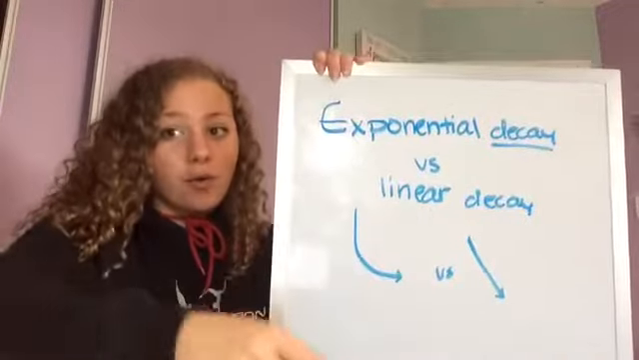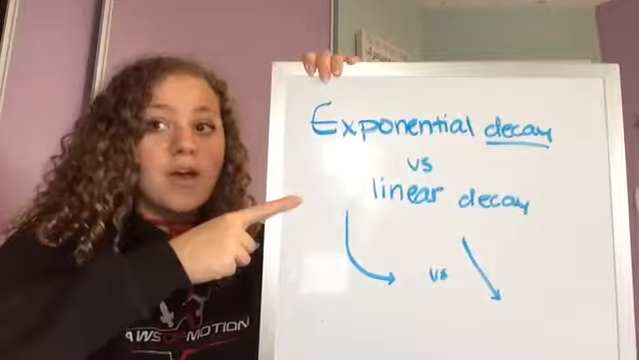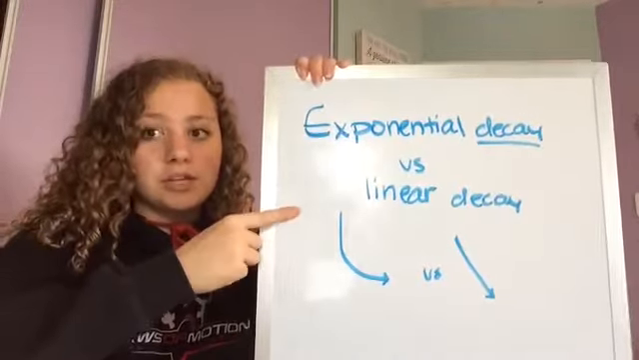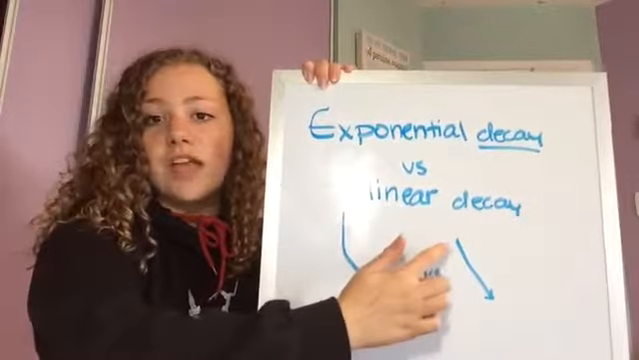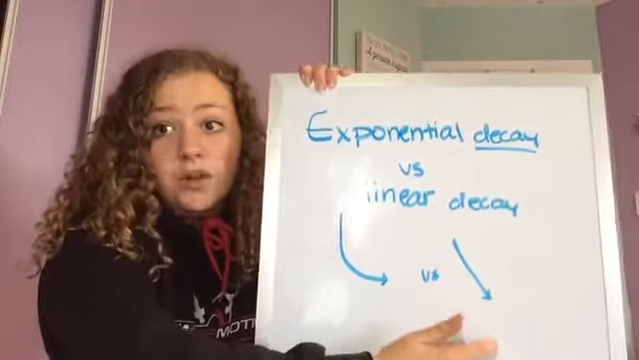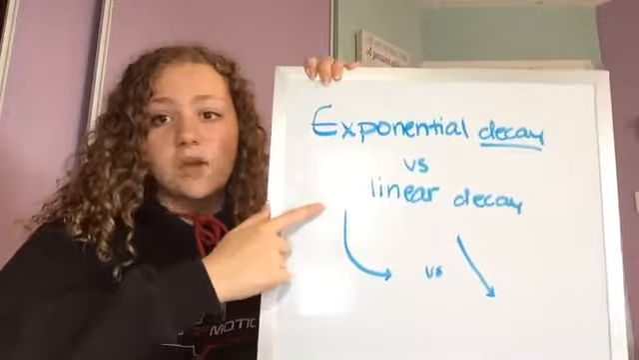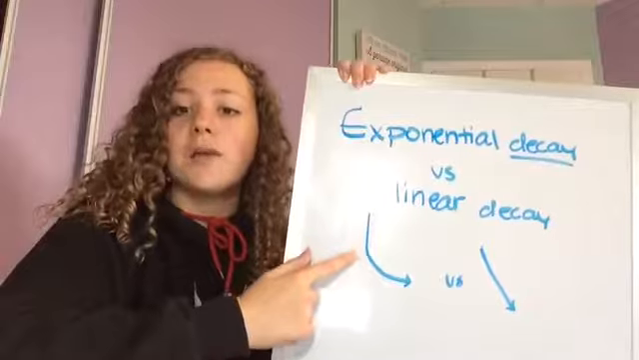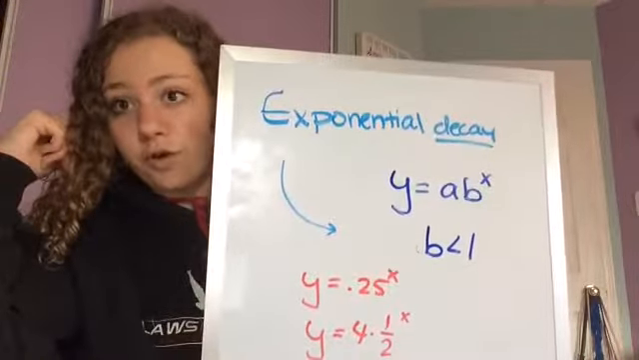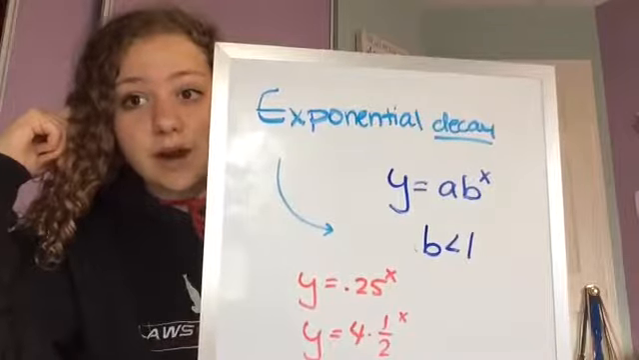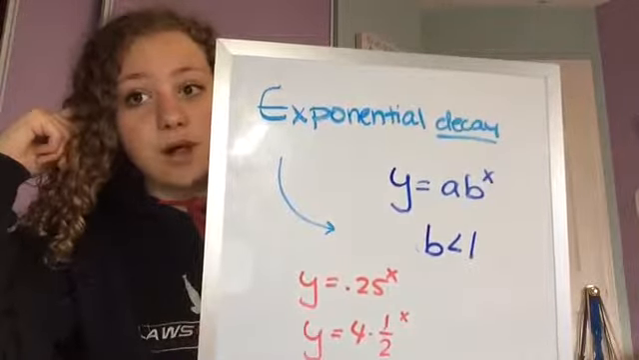Alright, so now we're going to be looking at our exponential decay, which is the other type of exponential function. Looking at it versus the linear decay, as you see, linear goes straight down and will drop at a faster pace, while the exponential decay will take a slower amount of time to fall. Looking at our formula, y equals ab to the power of x, in order for it to be an exponential decay, b has to be smaller than 1.